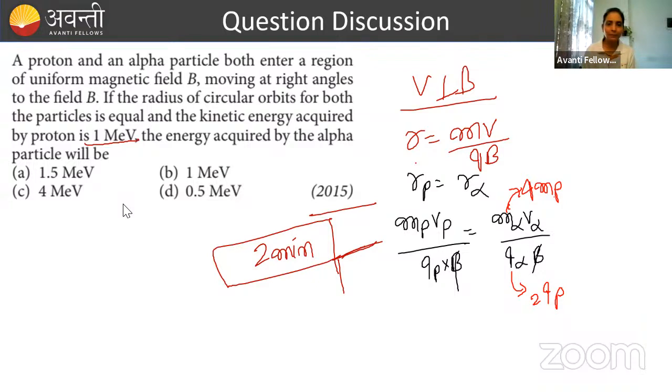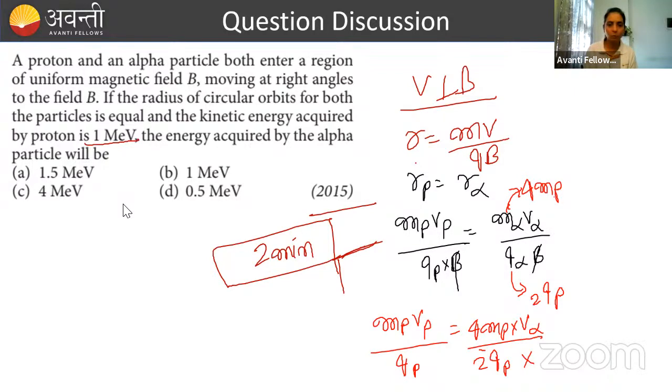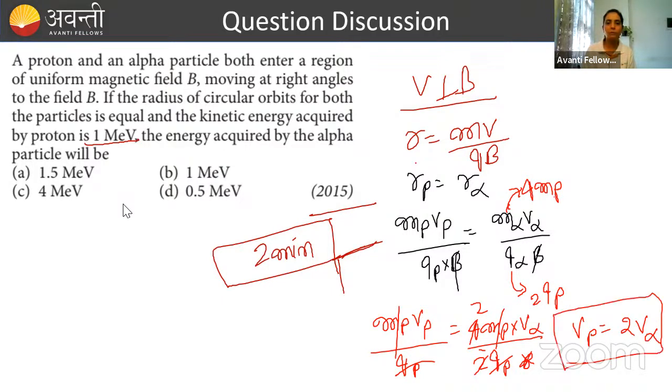So we are going to put it like that. Now if you put it like this, m_p v_p by q_p will be equal to 4 mass of proton into V alpha divided by 2 charge of proton. Cancel the q_p, so 2. So velocity of proton is what? 2 times velocity of alpha particle. This is what we are getting.